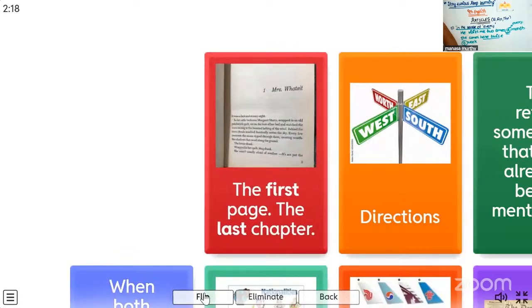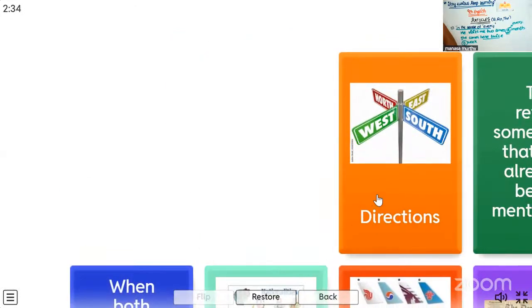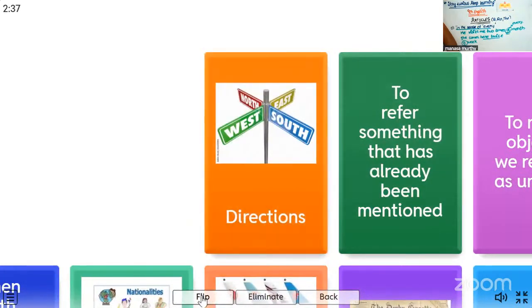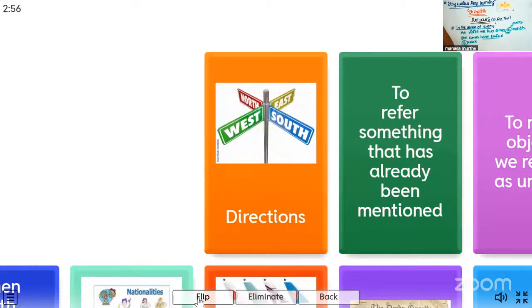She lives in the 10th floor. The first page, the last chapter. So before ordinal numbers, we use this article the. Okay. Direction. The north, the west, the east. When we are telling about directions, we use this article the.